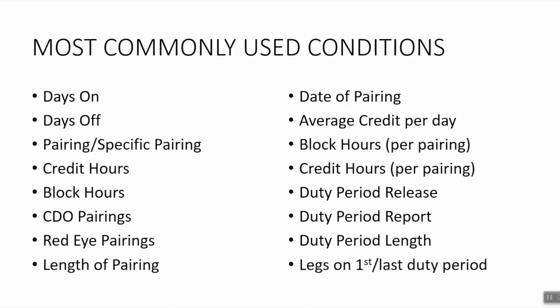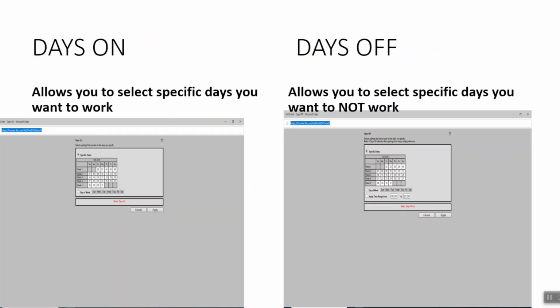Okay, some of the most common conditions, I've got a list of them here. I'm actually going to go through them one by one. Days on, pretty straightforward. You tell the computer, these are the days I want to work. Days off, you tell the computer, these are the days I do not want to work. With the days off, you can actually set a time range. Say, for example, you need Friday off, but you only need Friday off after 2 p.m. You can choose Friday off, apply a time range from 2 p.m. to midnight, and that's a way of telling the computer, it's okay to finish a trip Friday morning just as long as I'm done by 2 p.m., as an example.